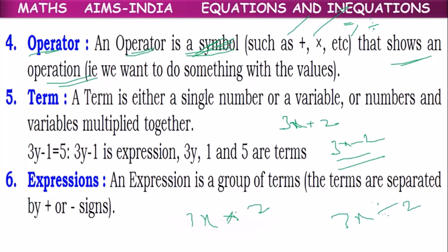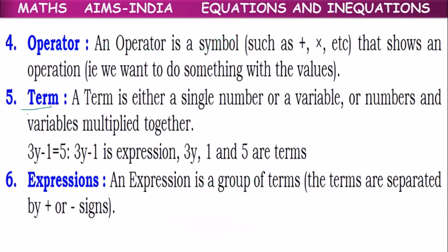What we have to do with the values on the left side and right side of the operator will be given by the operator. What to be done with 3x and what to be done with 2 will be given by this into symbol. Whenever we have the into symbol, we have to do the product of 3x and 2. That information will be given by the operator.